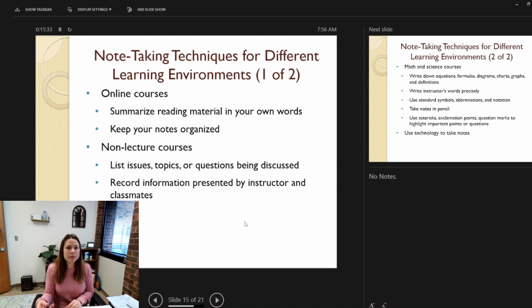Or maybe it's a skill-based class, like maybe you have microbiology with lab, or human anatomy and physiology with lab, or it's a math course. Those are non-lecture courses. That's where you're going to have the information recorded for you, or there's not going to be any recorded information. So this is where you're going to have to really use lists to help you put the different types of main ideas or topics you're talking about.